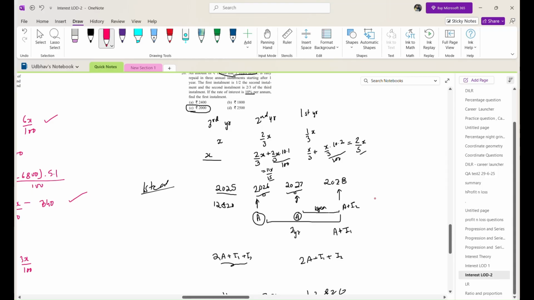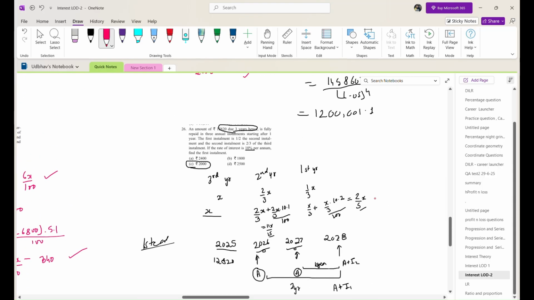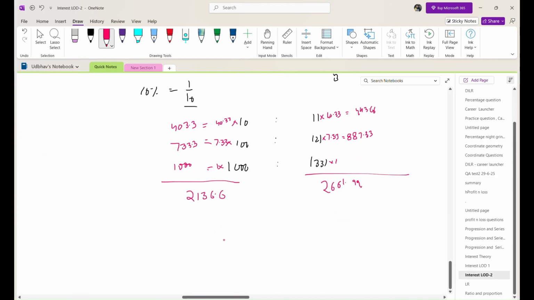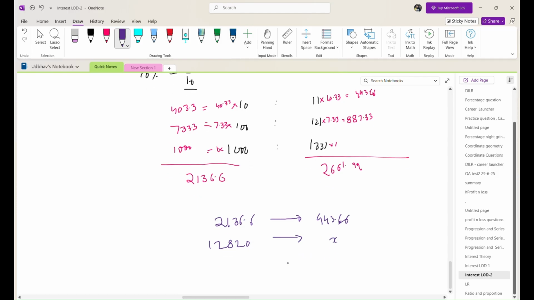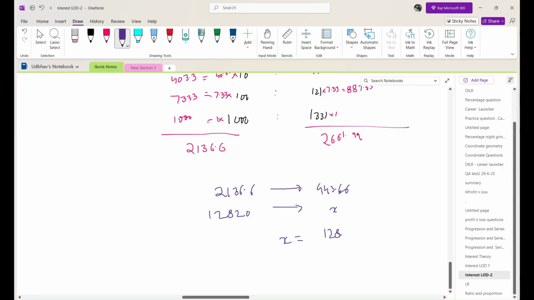So now what are we given? We are given an amount of 12820 and we have to find the first installment. Okay, we are getting an amount of 2136.6 when the first installment was 443.66, but when the amount is 12820, what will be our first year installment? You can find it. So x comes out to be 12820 into 443.66 divided by 2136.6. It comes out to be 2662.0.